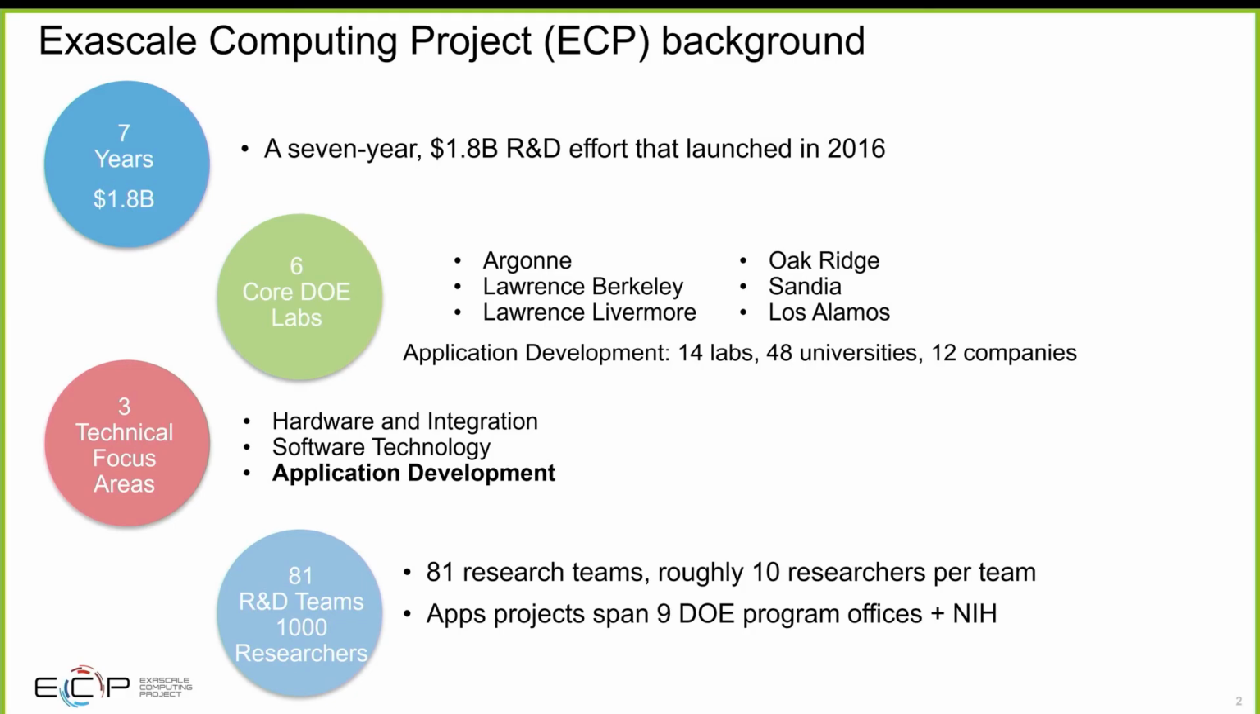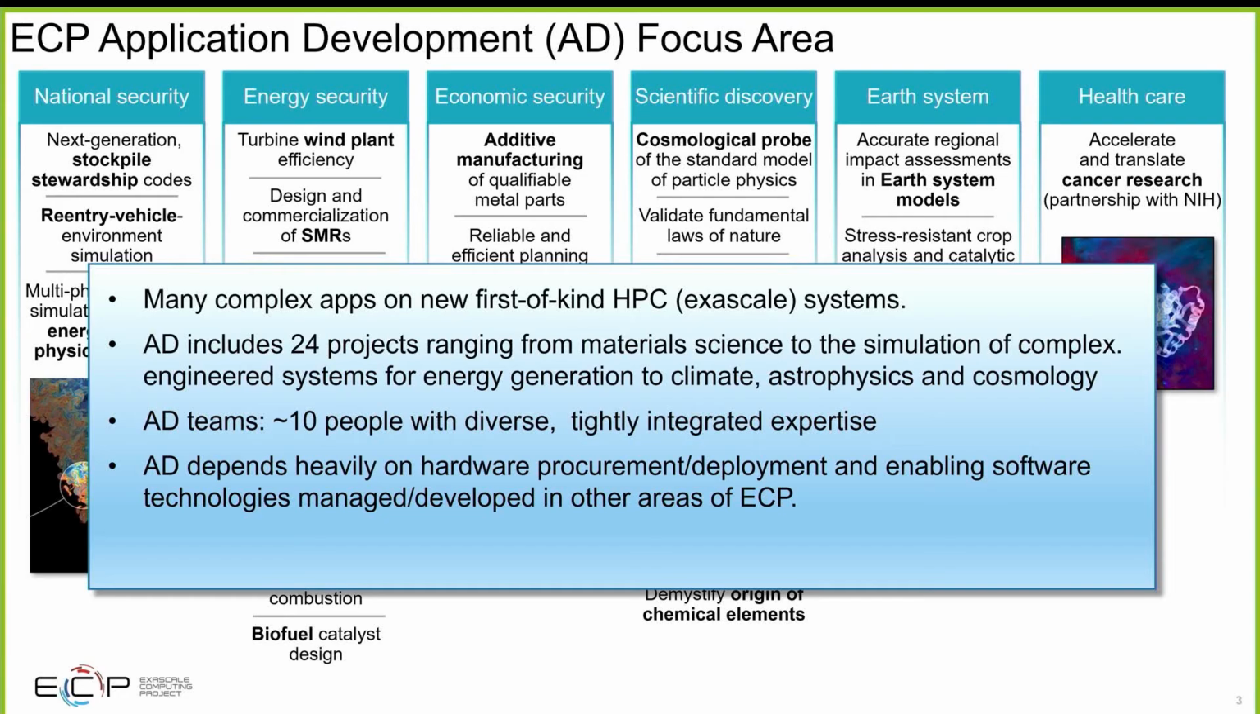It amounts to about 81 research teams. Just to get a sense of how big each project is, there might be on average 10 people per team, and it covers 9 different program offices in DOE, so it's a massive project with a lot of different participants. I don't expect you to see what's back there, but I just want to lay the groundwork for how it started.